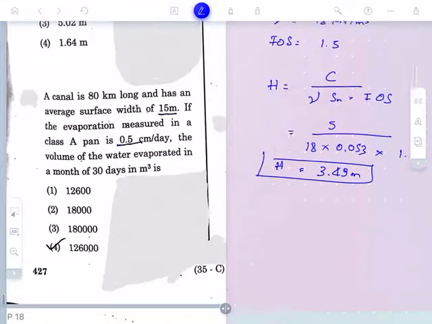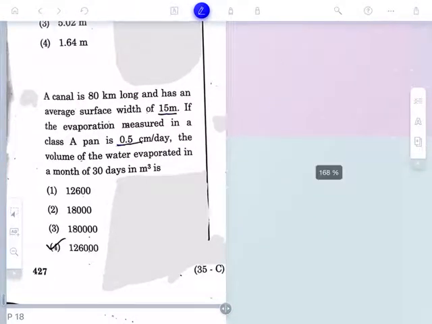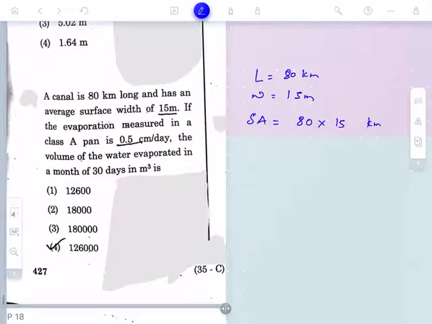Next, a canal of 80 kilometer length has an average surface width equal to 15 meter. So surface area can be found out, that is equal to 80 into 15, length into width, which is equal to, I'll just change the value here.